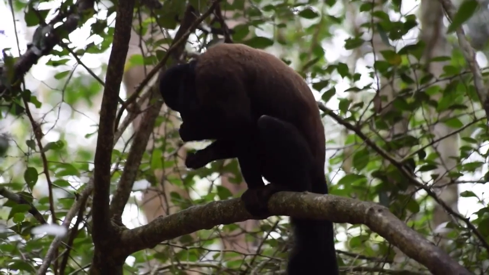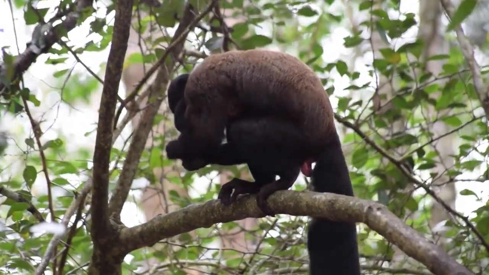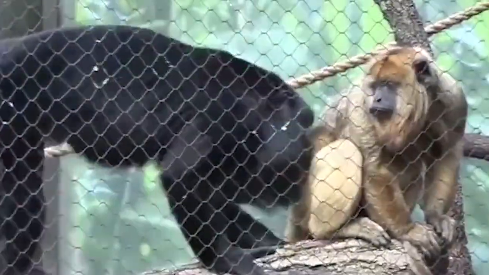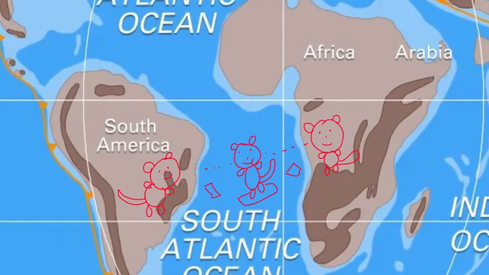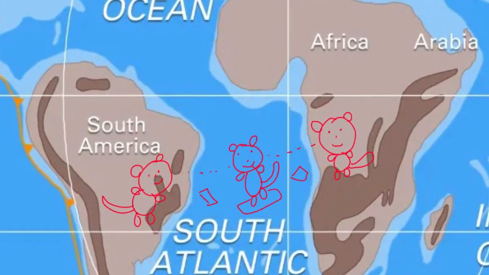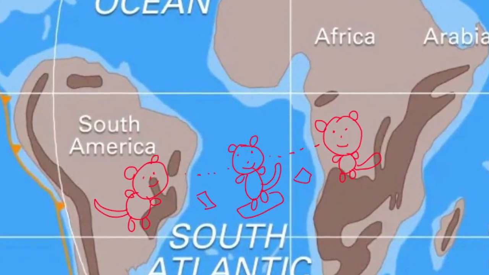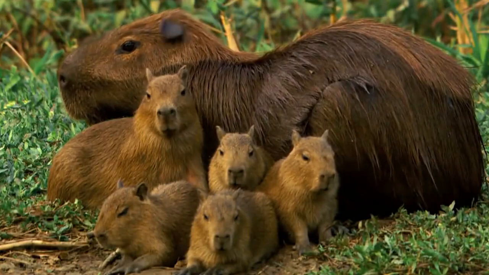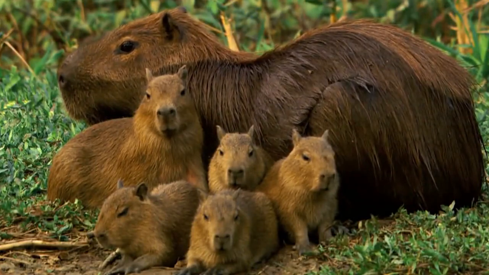The simiiforms can be broken down into 2 more families, the first of which is Platyrini, which contains the New World monkeys. These monkeys were said to have reached South America shortly after Xenarthrans, with one theory being that they reached there by hopping through chains of islands spread across Africa and South America, a theory also given to the presence of rodents on this continent.